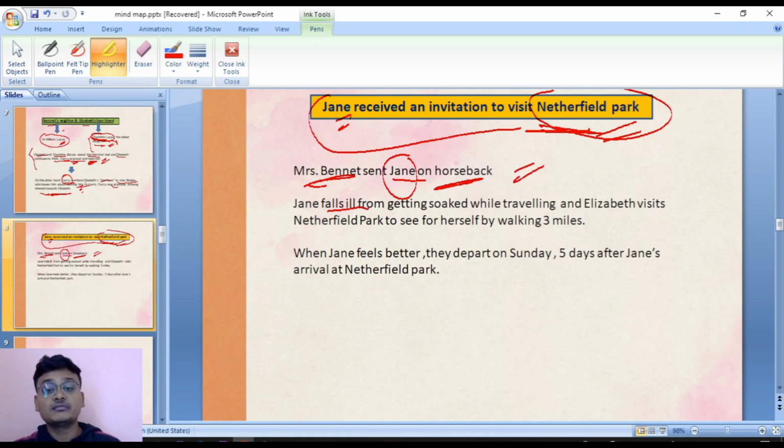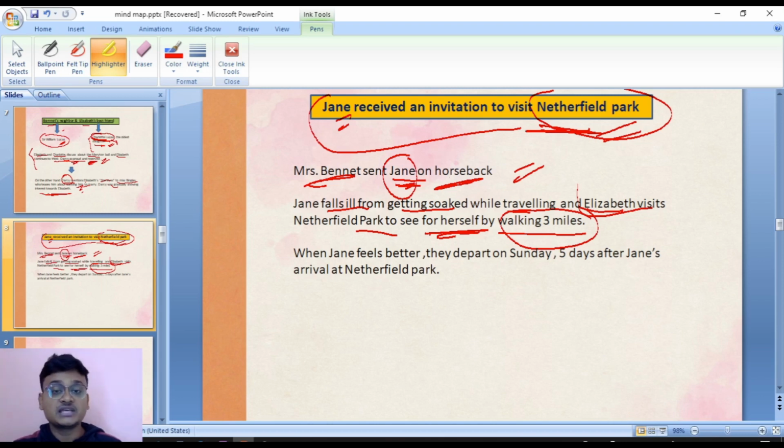Jane falls ill from getting soaked while traveling, so now Elizabeth visits Netherfield Park to see Jane, her elder sister. Elizabeth walked 3 miles herself in order to see the health of Jane. But what happened? After a few days Jane got better, and when Jane feels better, they depart on Sunday.